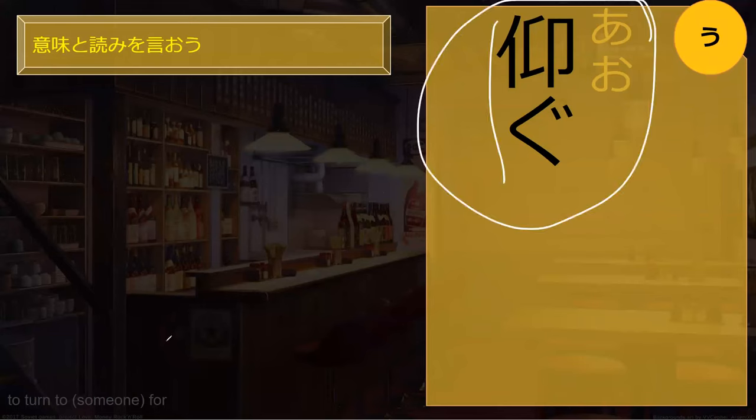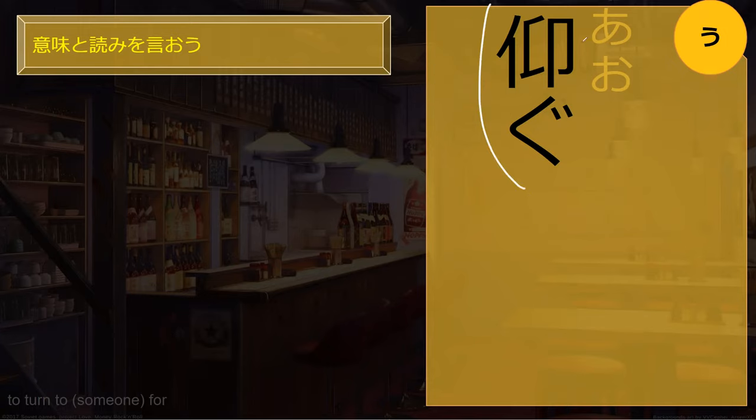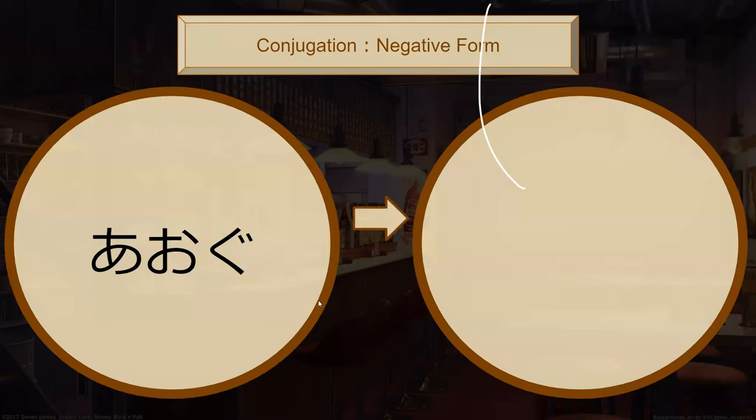Aogu is to depend on someone, or to turn to someone for help. Aogu. What is the negative form of aogu? It's a lot like aogu kanbu. Kind of hard to say. Aoganai. Perfect. I just wonder if you can guess what this means, but if not, I have this here because I thought it might be hard. Aoganai to ikenai. It would not work if I don't depend. If I don't get help, it would not work.